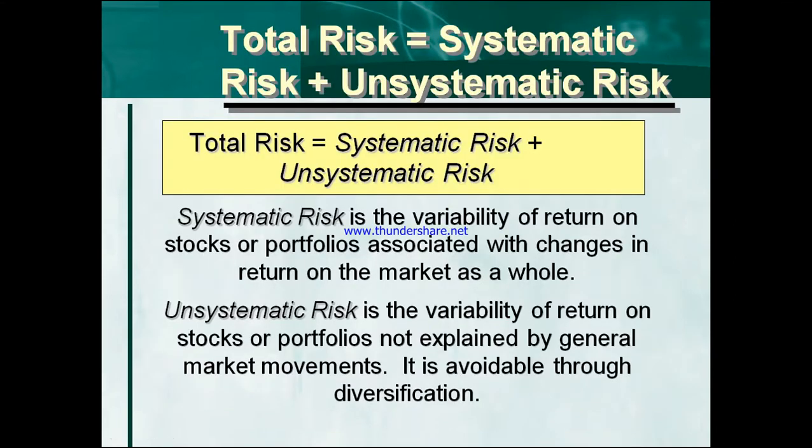Total risk is the sum of the systematic risk plus the unsystematic risk. So what is systematic risk? Systematic risk is the variability of the returns on the stock or the portfolio associated with changes in the returns on the market as a whole. Unsystematic risk is the variability of the return on the stock or portfolio not explained by general market movement. It is avoidable through diversification.